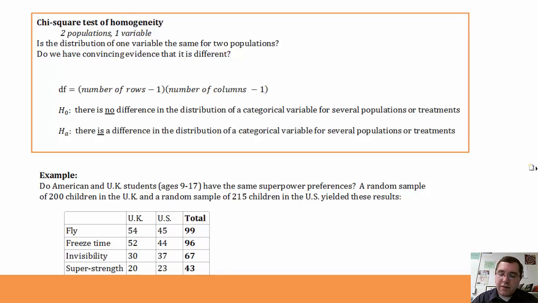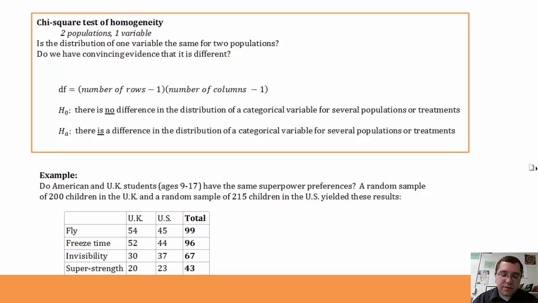Or do we have convincing evidence that the distribution is different for each of the two populations? Here our degrees of freedom is the number of rows minus 1 times the number of columns minus 1. So this appears in a table, a two-way table. We take the number of rows minus 1, multiply by the number of columns minus 1. That is the degrees of freedom.